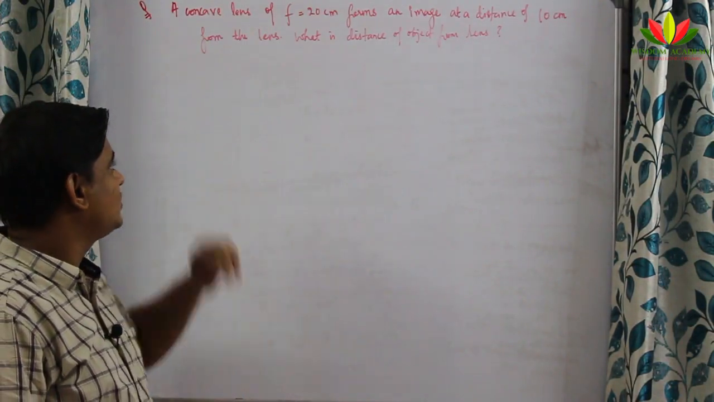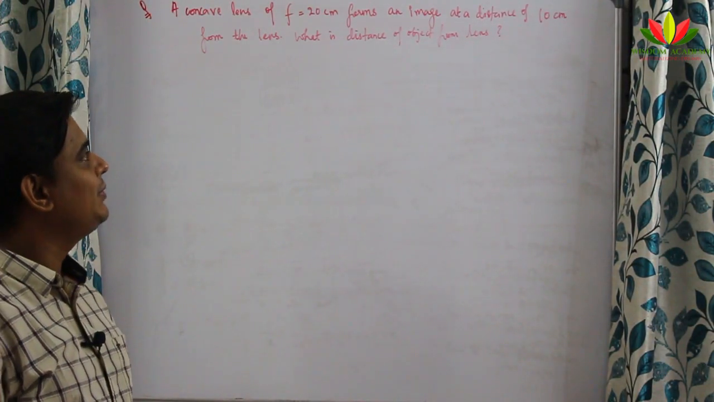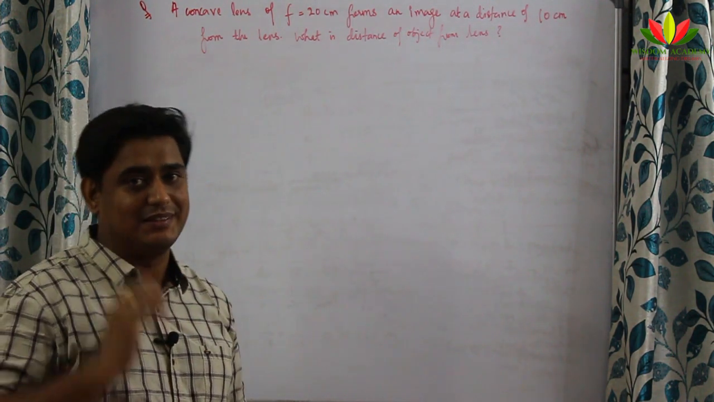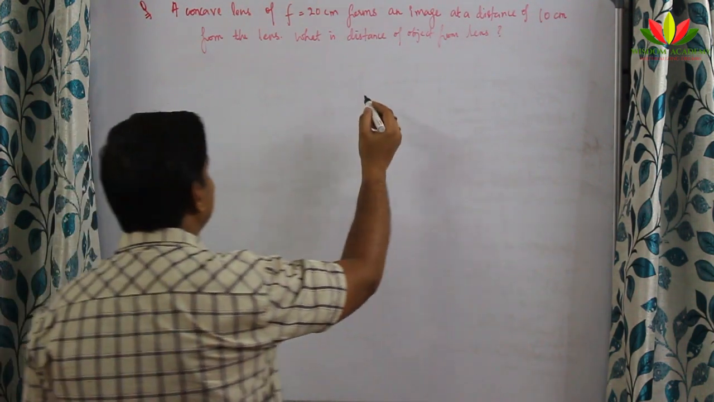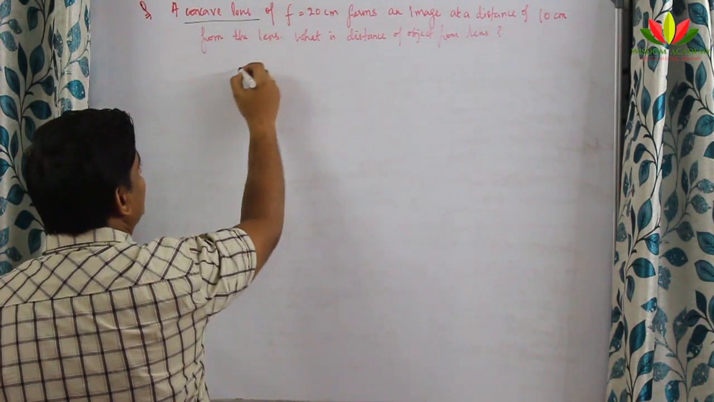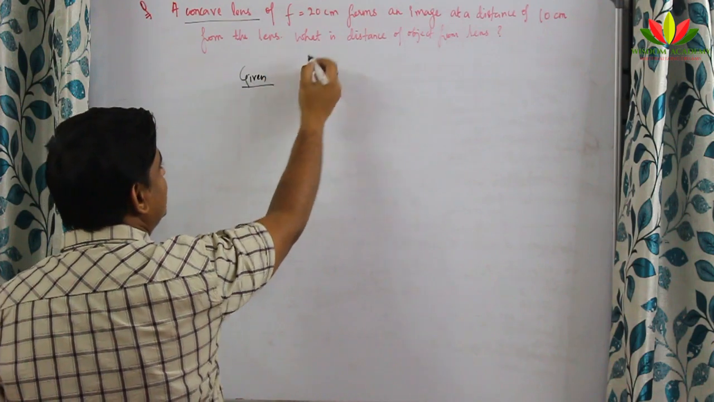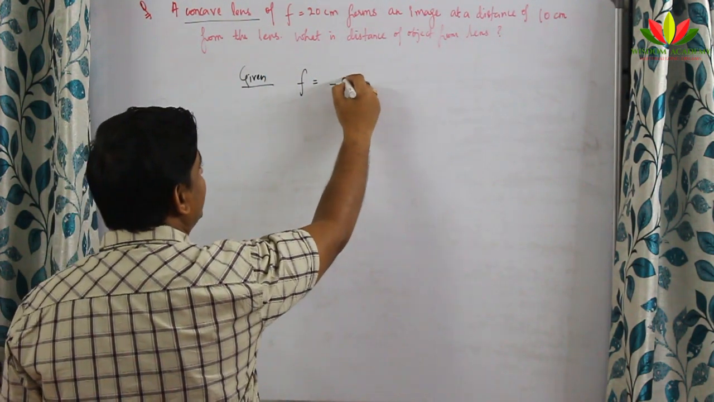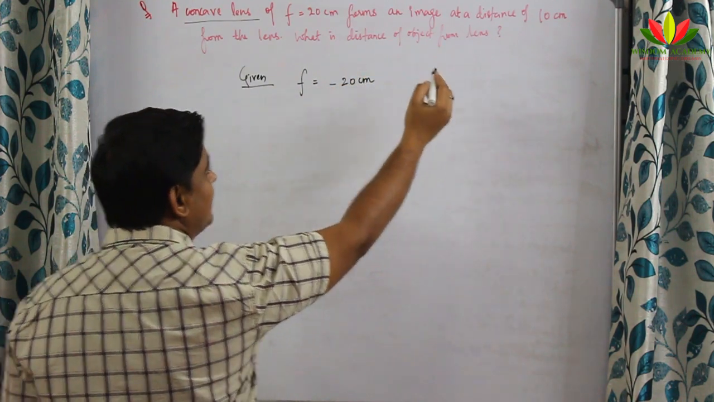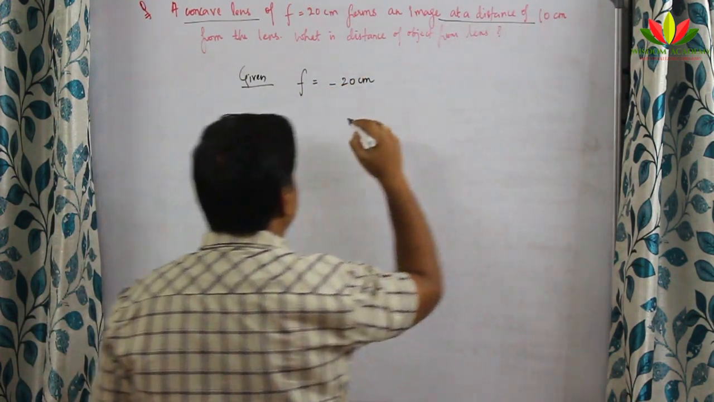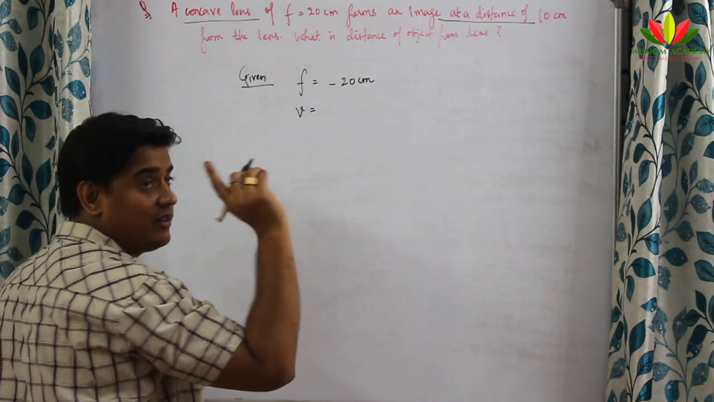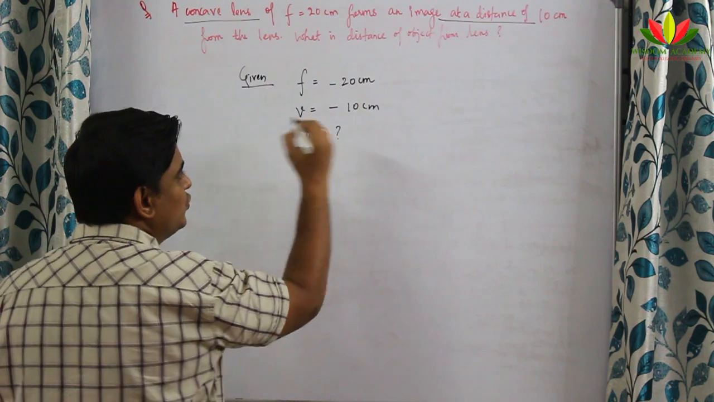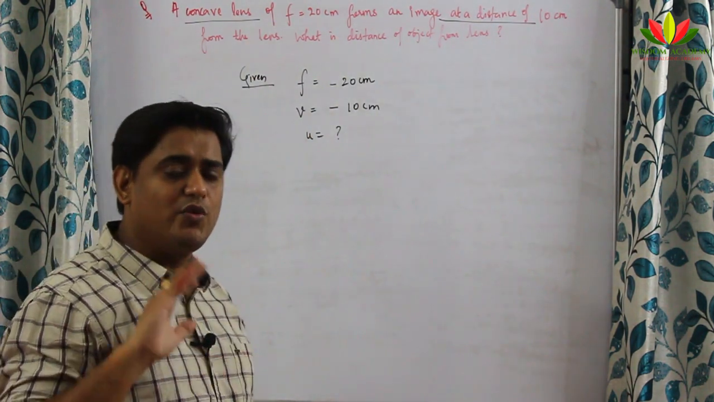A concave lens of focal length 20 cm forms an image at a distance of 10 cm from the lens. What is the distance of object from lens? So in this question, it is a concave lens. So given quantity is focus. In a concave lens, focal length is negative. So f is equal to negative 20 cm. They have given image distance. So V will also be negative in concave. Everything is negative. So minus 10 cm. And they have asked you to find what is the value of U. If our solution is right, U will automatically become negative.